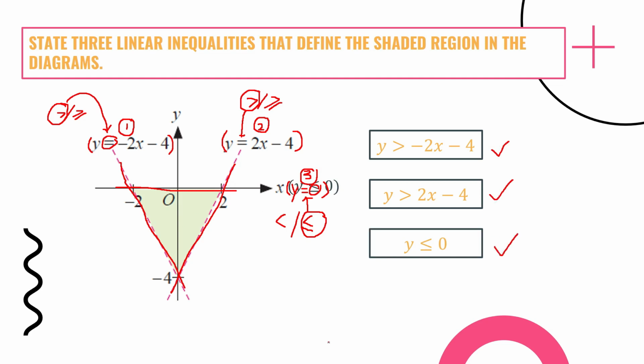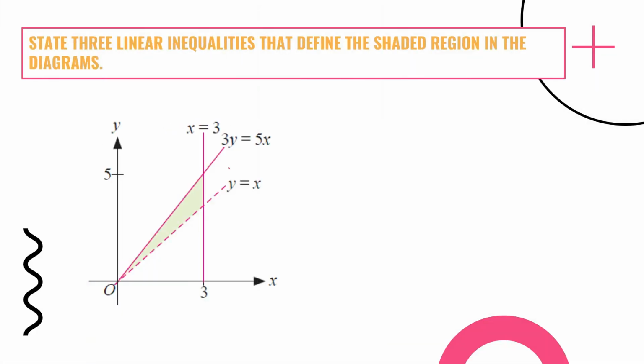Now we move on to the last example. This is the third example. This green area is the shaded region. The shape of this shaded region is a triangle. A triangle has three sides, so it means there are three linear inequalities involved in this graph.